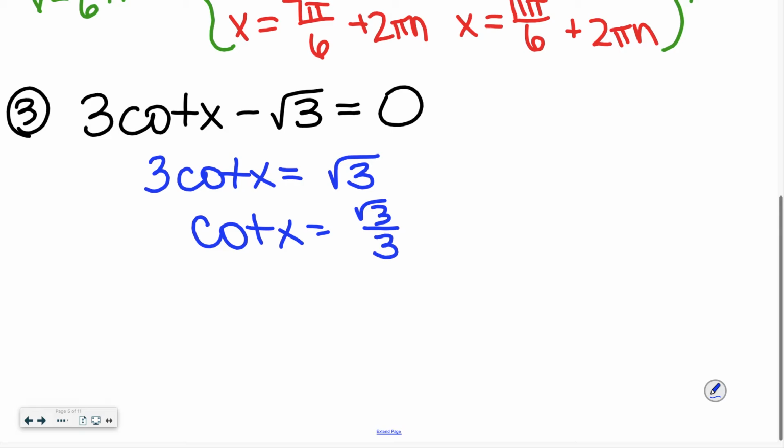Some of us feel uncomfortable with reciprocal functions when it comes to the unit circle. Okay? You can either suck it up, or if you really need to, you can think of this being the same as the reciprocal. The tangent of x is radical 3. If I take the reciprocal of both sides, then that's okay in an equation. Okay? So the cotangent of x equaling radical 3 over 3 is the same thing as the tangent of x equaling radical 3. Okay? Well, where does that happen?